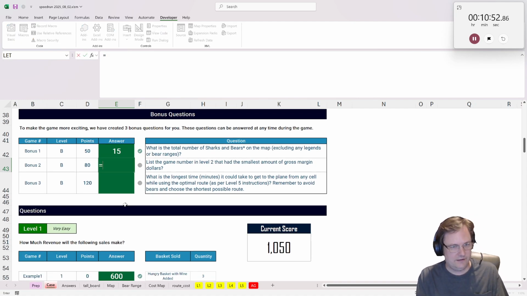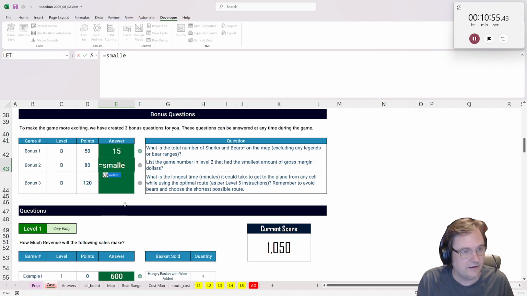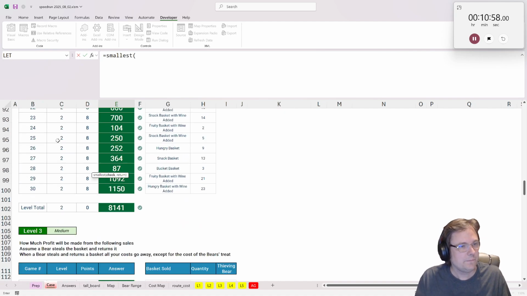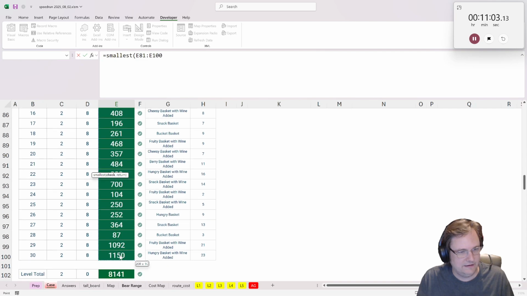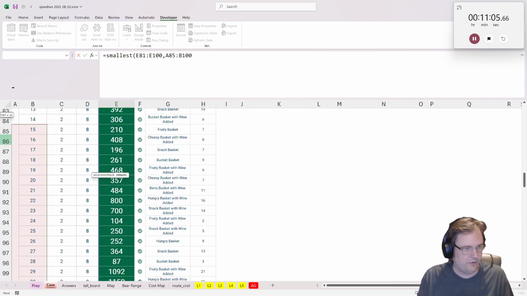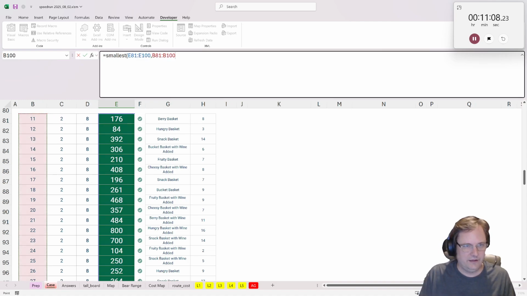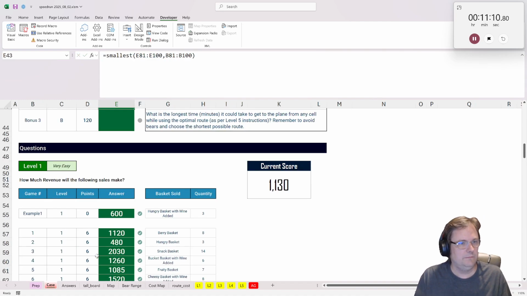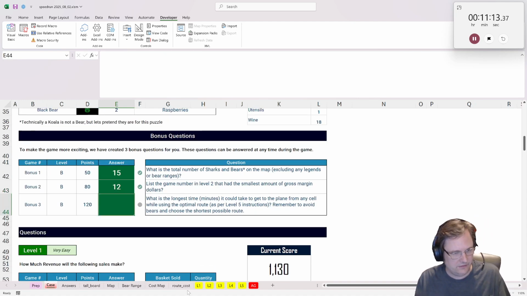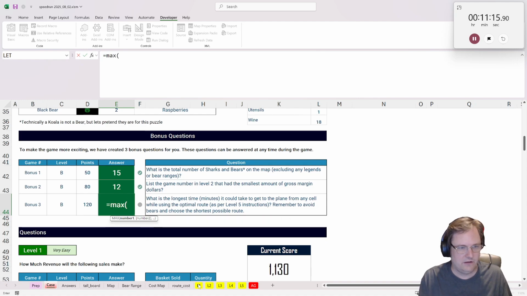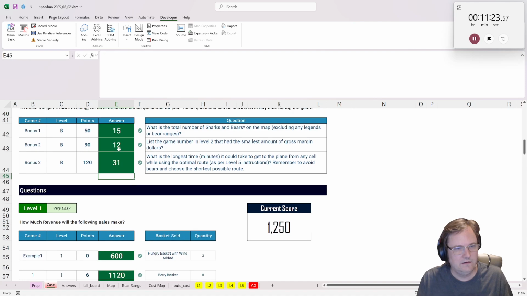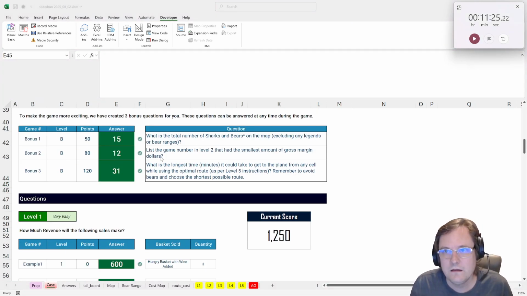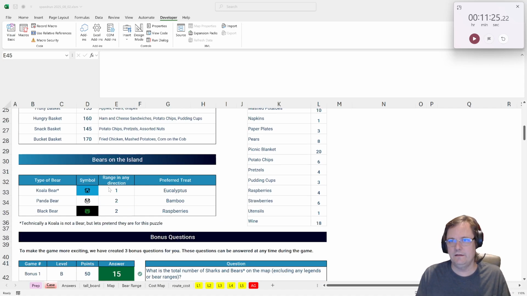Game number and 2 that had the smallest answer. So I use my smallest lambda to look up the smallest answer, right? Gross margin is just the answer here. And then look that up on the game number. And that is there. And then the longest time is just the max. The longest time to get anywhere is just the max of this stuff, not including the row label. Stop. All right. And that my time is 11:25.